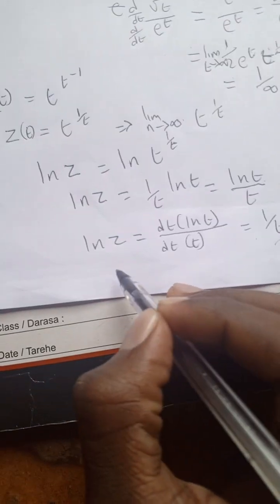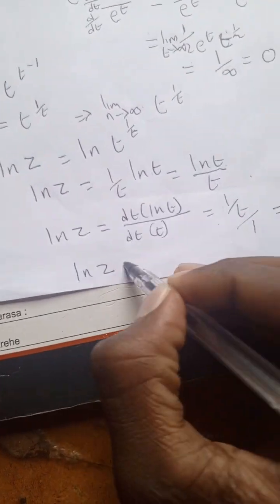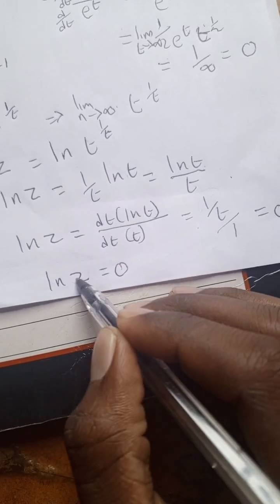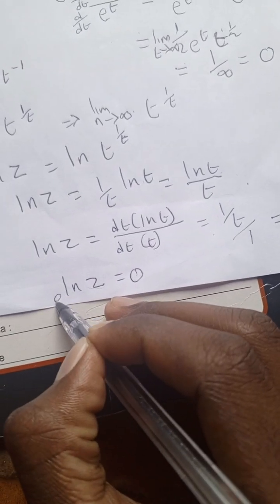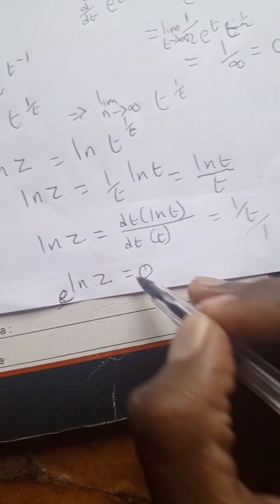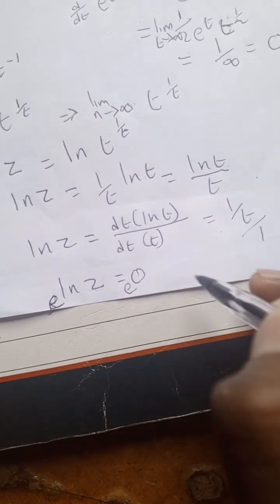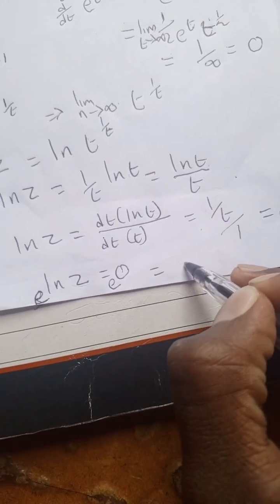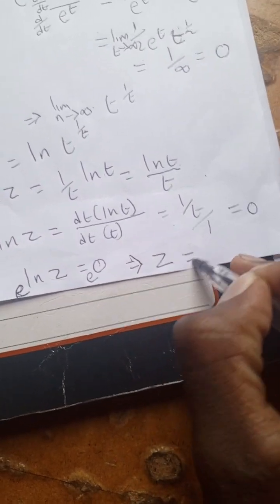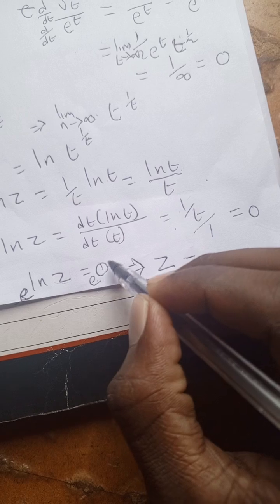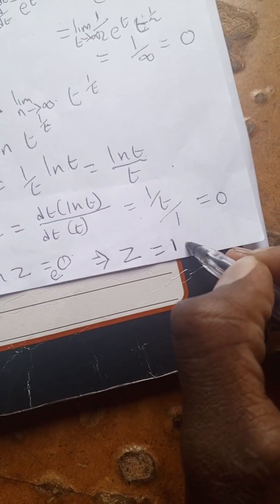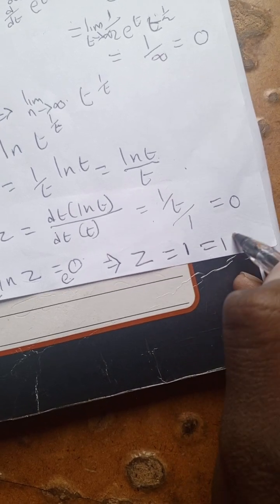But now remember, we had ln of z equal to 0 now. How can we find z? We just have to raise every side to the power of the exponent, which is e. So what are we going to get for this? Now this shows that z is equal to anything to the power of 0, which is 1. But now what is z? z is equal to 1, which is the same as k.